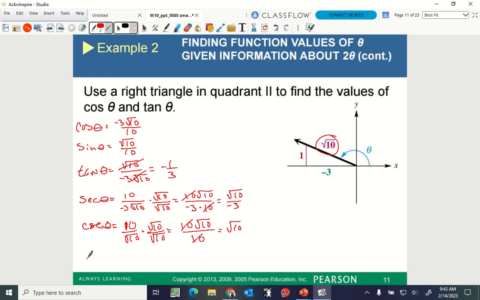And the last one is cotangent. That's x over y, so negative 3 rad 10 over rad 10. Do I have to rationalize here? It's going to cancel, right? So that's going to make life easier. I got a rad 10 here and a rad 10 here, and these will cancel, and I'm left with just negative 3.